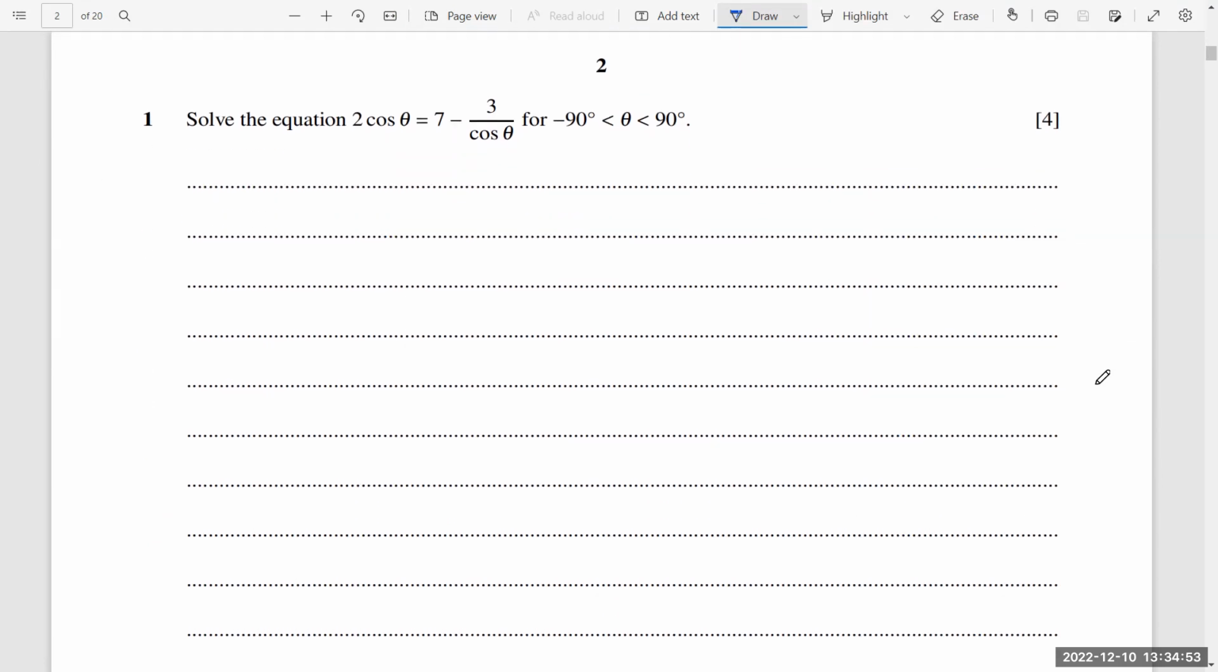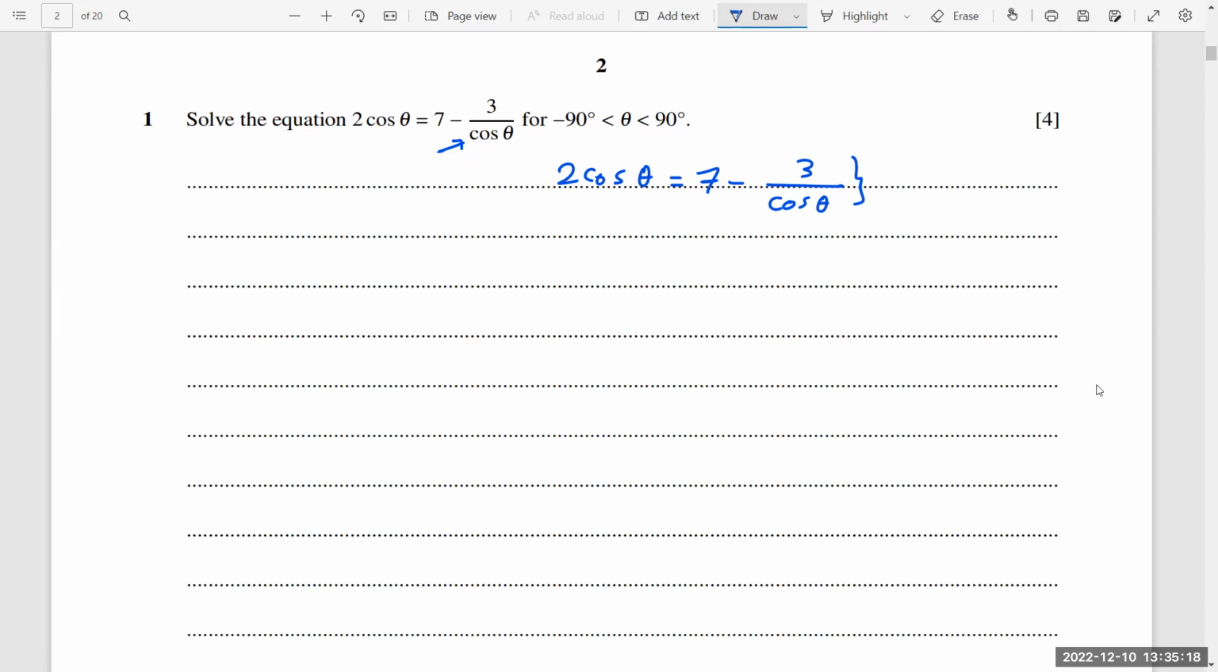Question number 1. Solve the equation 2 cosine theta equals 7 minus 3 over cosine theta for theta lies between negative 90 and 90. The first step: I try to remove this cosine theta by multiplying 2 cosine theta equals 7 minus 3 over cosine theta.